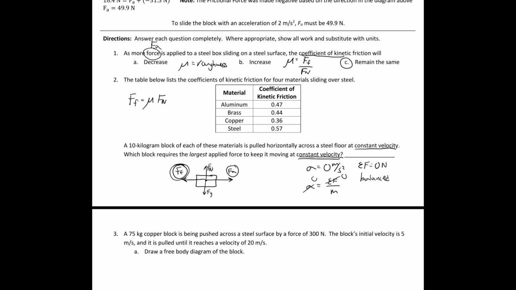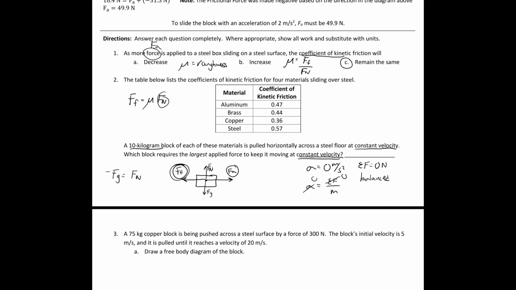Now, what are they changing? They're changing the coefficient of friction. They're changing mu. So as the coefficient increases, the frictional force will also increase. It's a direct relationship. Do we have to worry about the normal force here? Let's see. It says a 10-kilogram block of each of the materials, and it's a horizontal floor. So Fg is also always going to be equal to the normal force. At least their magnitudes are equal to each other. They're opposite in direction. So technically it'd be like this.